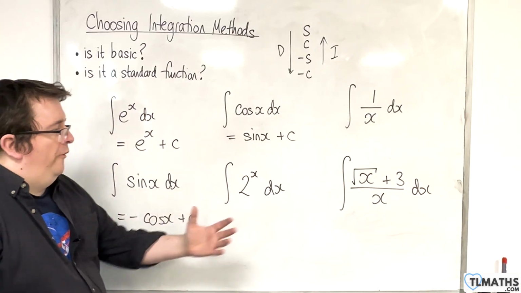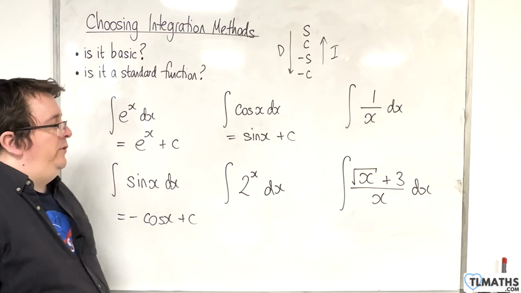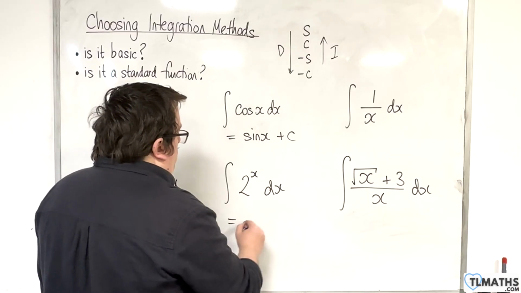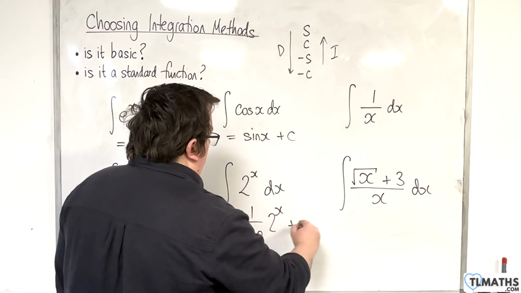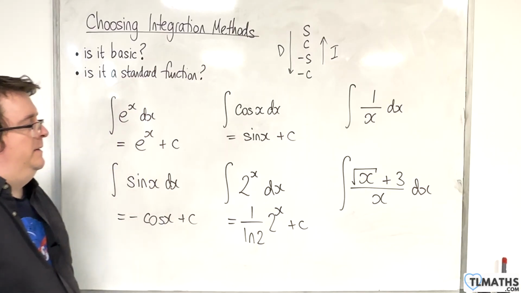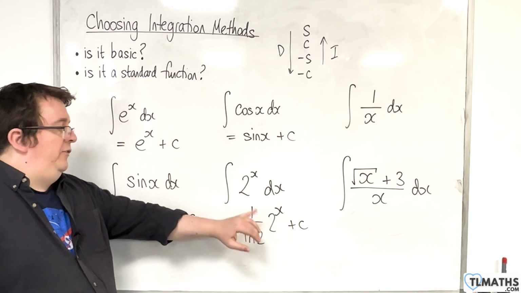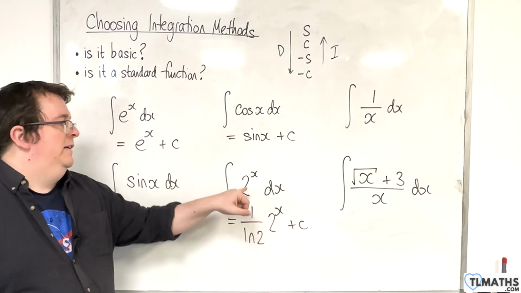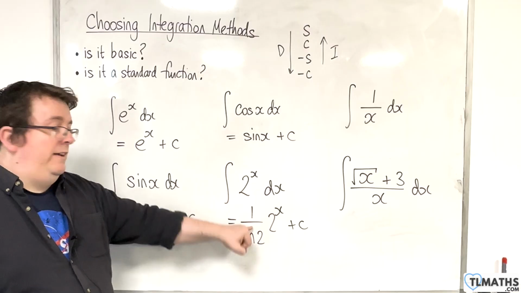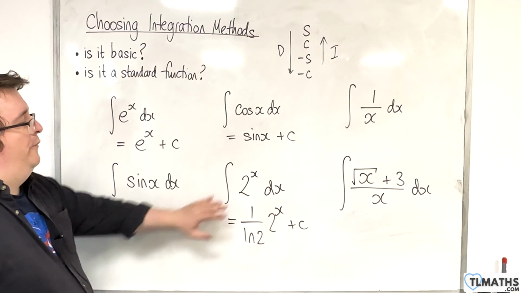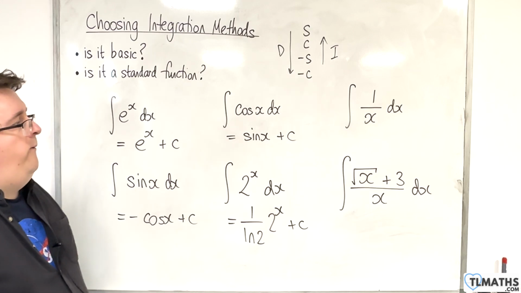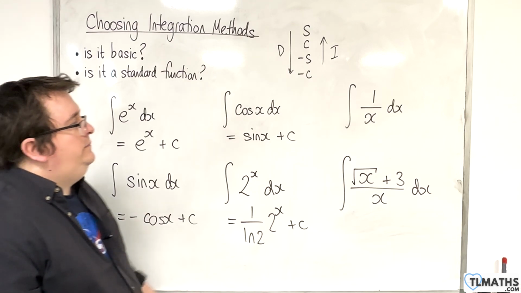The one that quite often people forget is the integral of 2 to the x, which is 1 over the natural log of 2, times 2 to the x, plus a constant c. So if you've got 3 to the x, that's 1 over log 3 times 3 to the x, plus c, 4 to the x, 1 over log 4 times 4 to the x plus c, etc. So that's the rule of how you integrate 2 to the x, or a to the x.